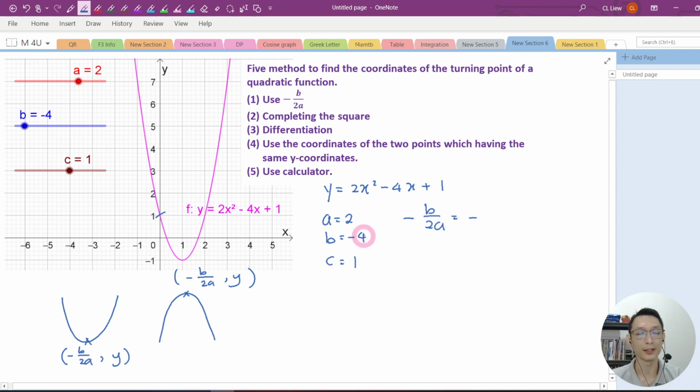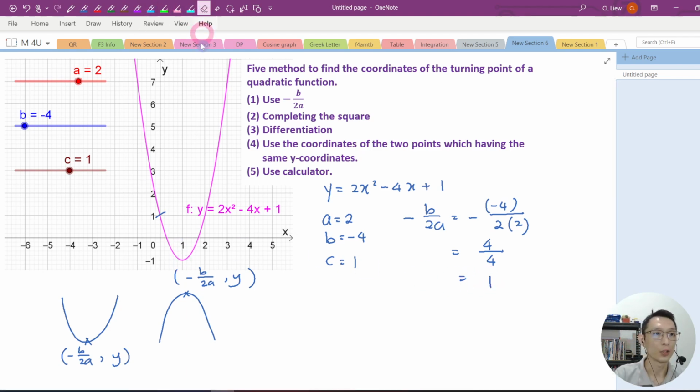Okay, now let me find the value of negative b over 2a. Negative b, what's b? Negative 4. 2a, a is 2. So negative negative becomes positive. 2 times 2, you will get 4. So 4 divided by 4 is equal to 1. So this is actually the x coordinate. Okay, be careful. This is the x coordinate of the turning point, not the y coordinate.